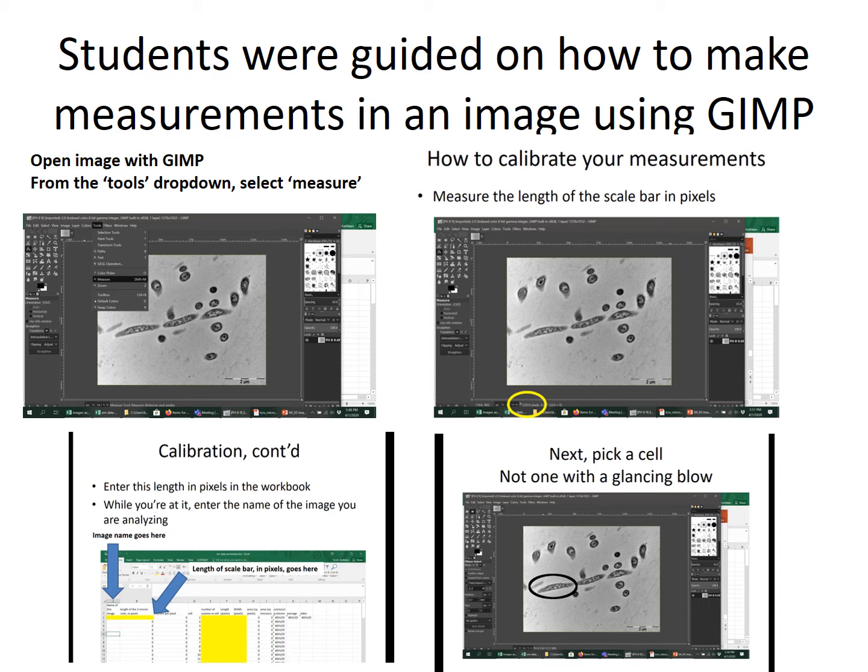It could convert pixels, which are displayed in the measure feature of GIMP down here, into microns by figuring out how many pixels the yardstick was and then using the appropriate math to convert the pixels into microns. So I guided them through the process of calibrating the image with these first 3 slides, and then I went through the process of applying what they'd learned to actually do these measurements to a cell.